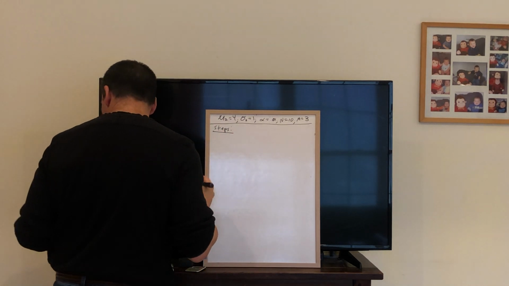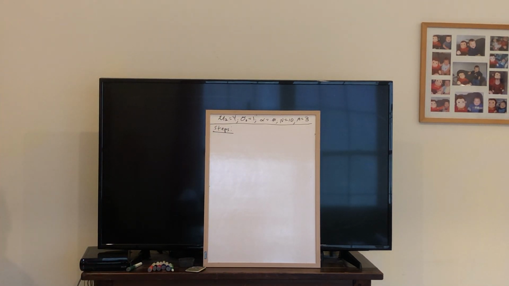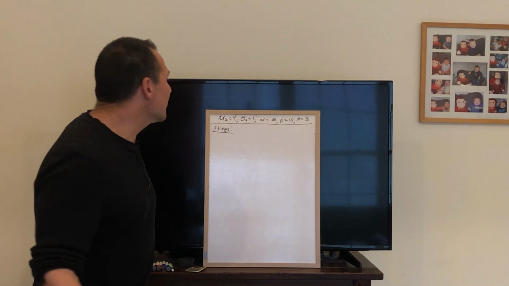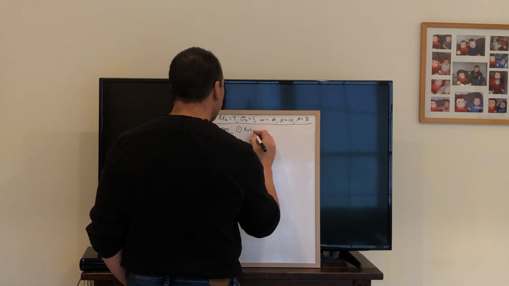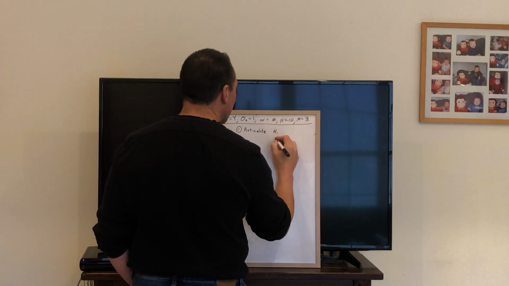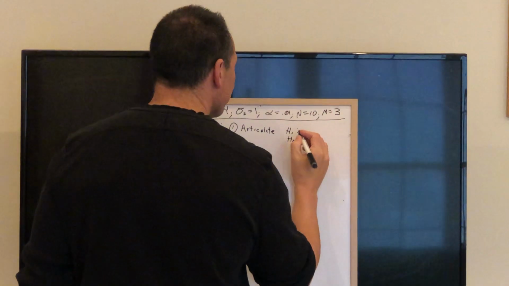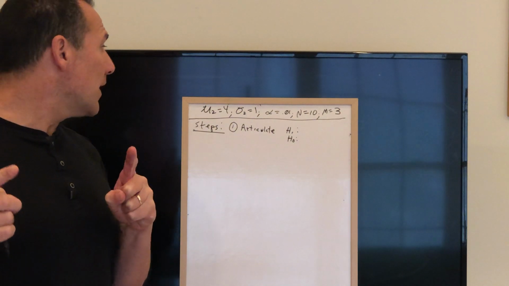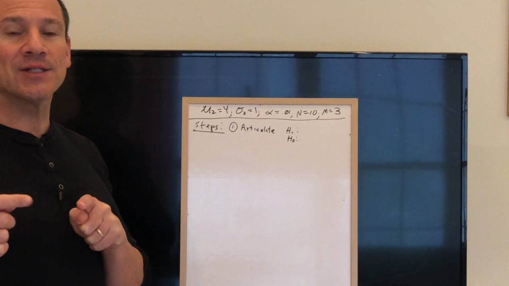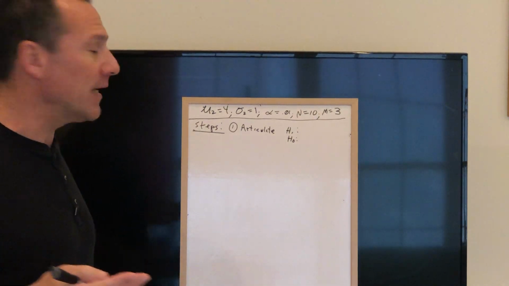Steps in computing statistical power. Step number one, you're going to like, because step number one is the same as it is for hypothesis testing. Step number one is we're going to articulate H sub 1 and H sub 0. So we're not going to carry out the hypothesis test, but if we were, we would need our hypotheses demarcated.